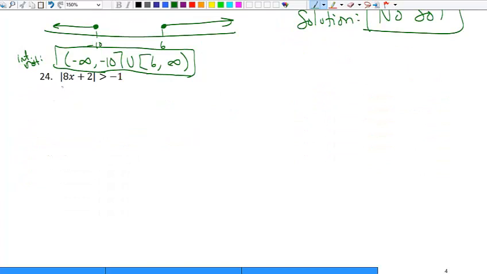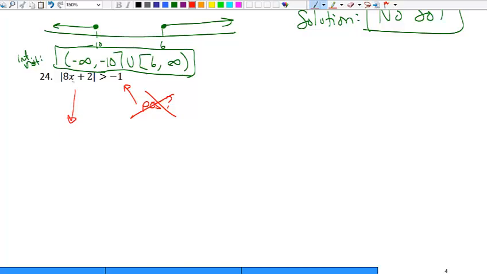On our last problem, we have 8x plus 2 is greater than -1. Okay, so first off, are the bars by themselves? Yeah, 8x plus 2 is all by itself in the bars. There's nothing being added outside the bars, nothing being multiplied outside the bars, so they're done. So next the question is, is the number to the right of the inequality positive? Well, -1 is not positive. So this is a special case again.